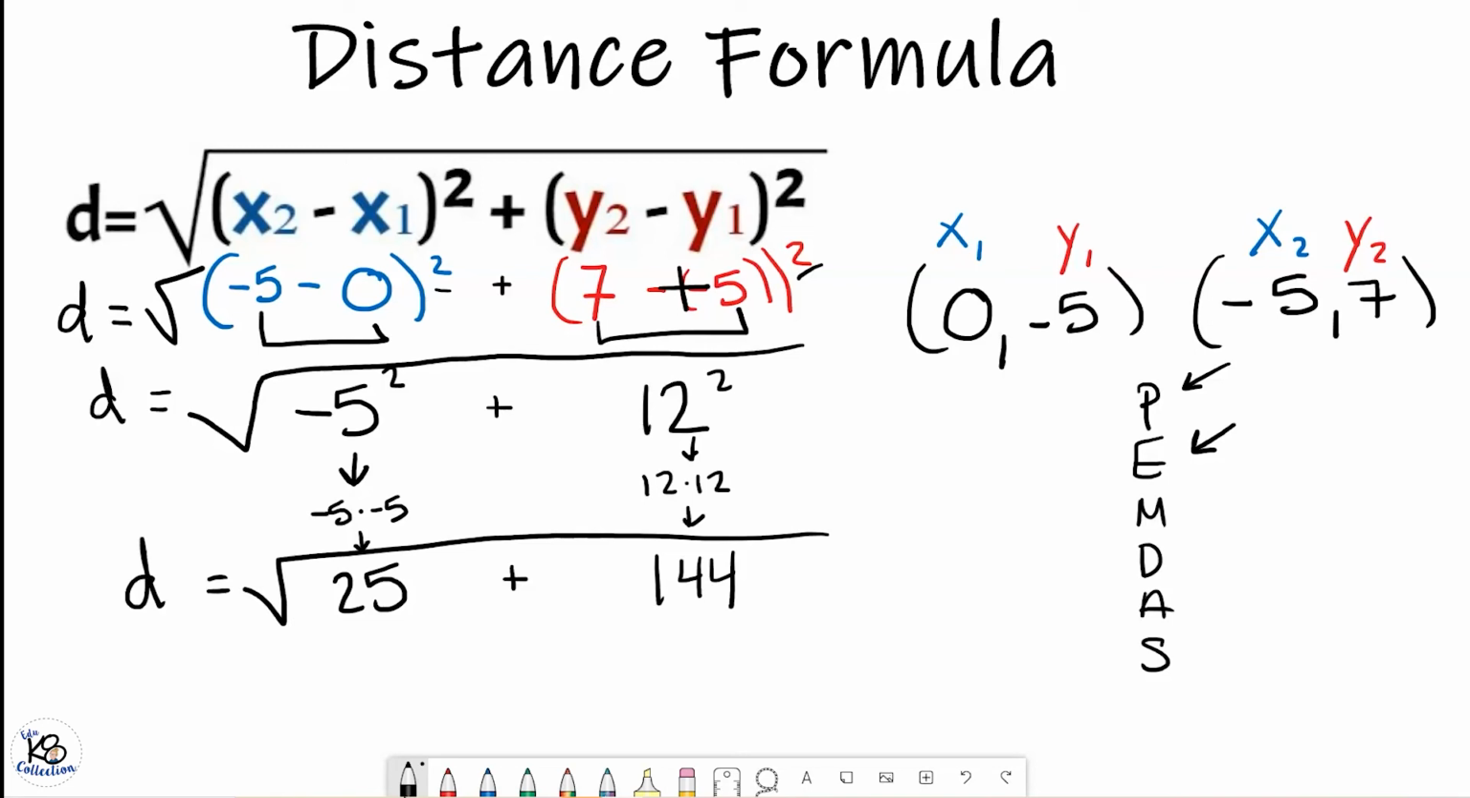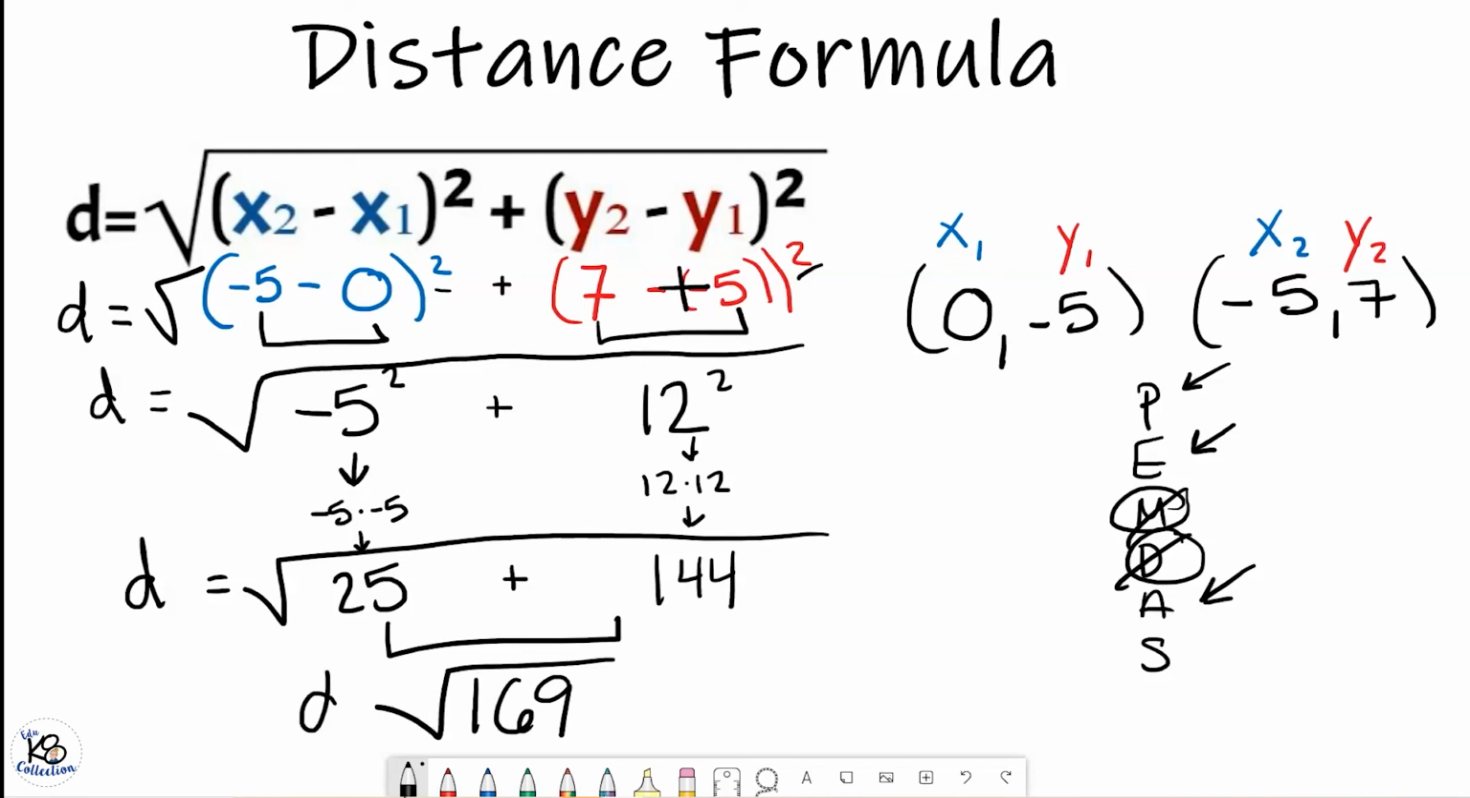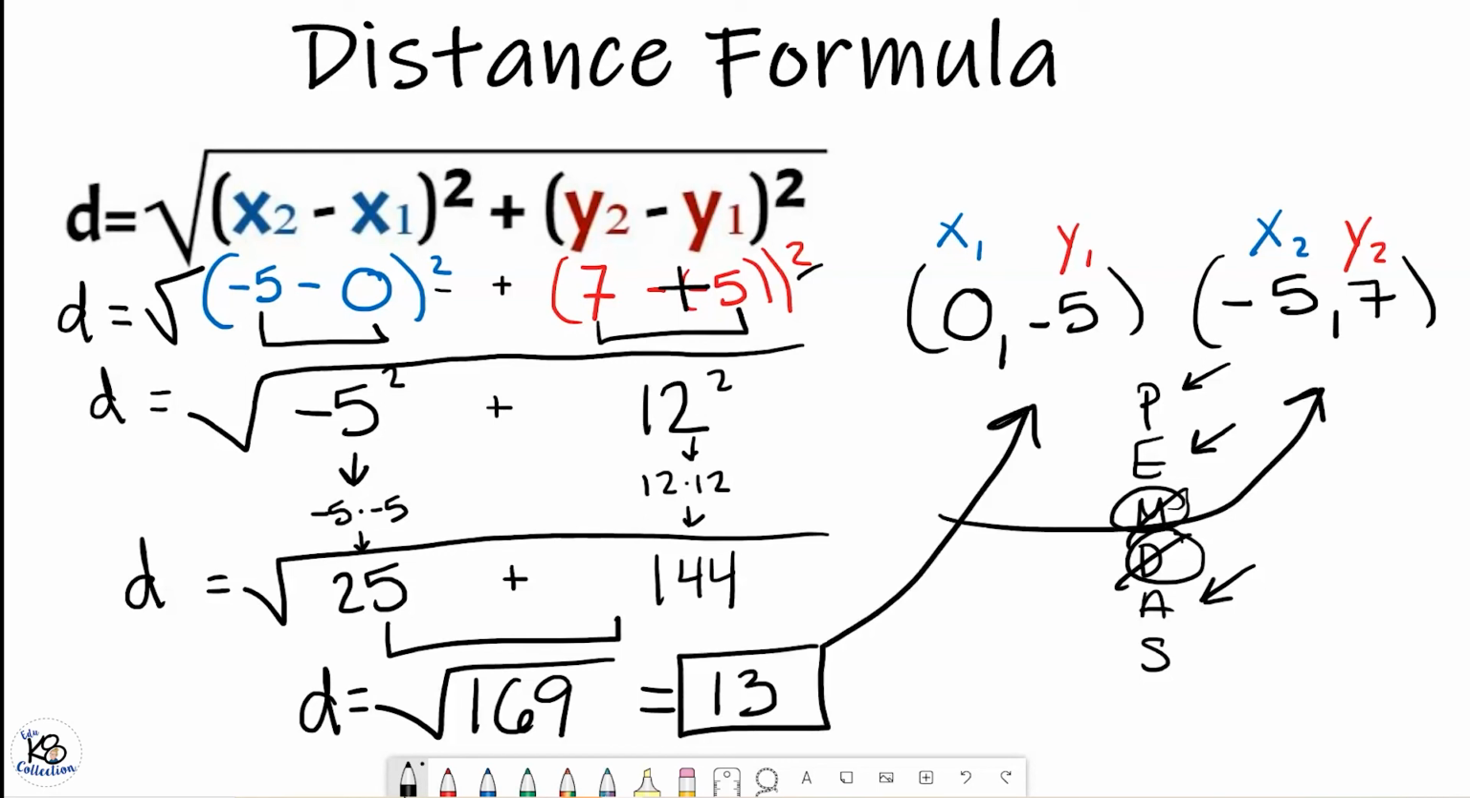The only thing left to do here is to add. There's no multiplication or division. So now I'm going to add 25 and 144. Well, 25 plus 144 is 169. My square root symbol is still here. And so D, or the distance between these 2 points, actually equals the square root of 169. And the square root of 169 is 13. So the distance between these 2 points is 13.